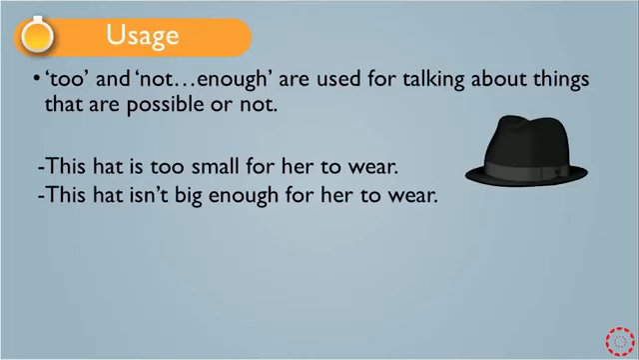Or I can say, this hat isn't big enough for her to wear. Either we can use "small" or we can use "not big." When we have "not," we have to use "not enough." When we have positive sentences, we should use "too."